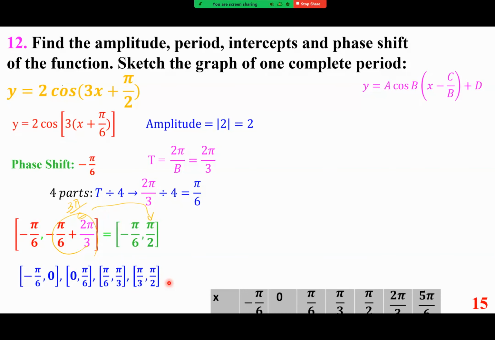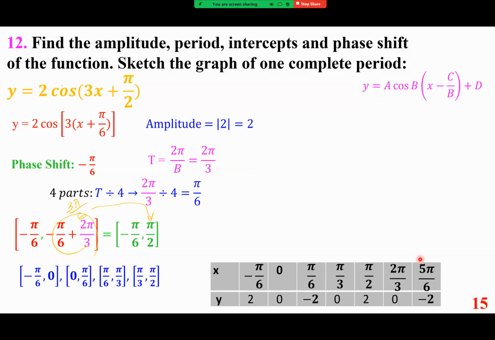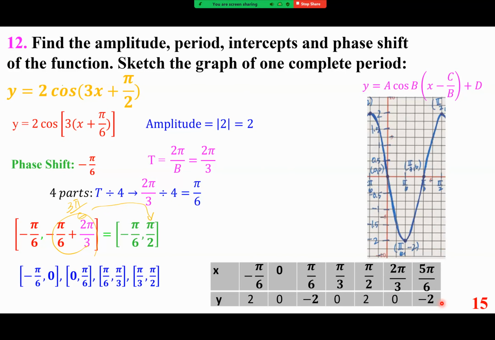And here are the x coordinates, minus pi over 6. You plug in 3 times minus pi over 6, which is minus 3 pi over 6, or minus pi over 2, and with pi over 2 becomes 0. Cosine of 0 is 1, times 2 is 2. You can figure out the rest of it. 0 makes it pi over 2. Cosine of pi over 2 is 0. Okay, so on and so forth. It's very easy to figure those out, everybody. And so that's the graph. So pay attention to the way we do that.